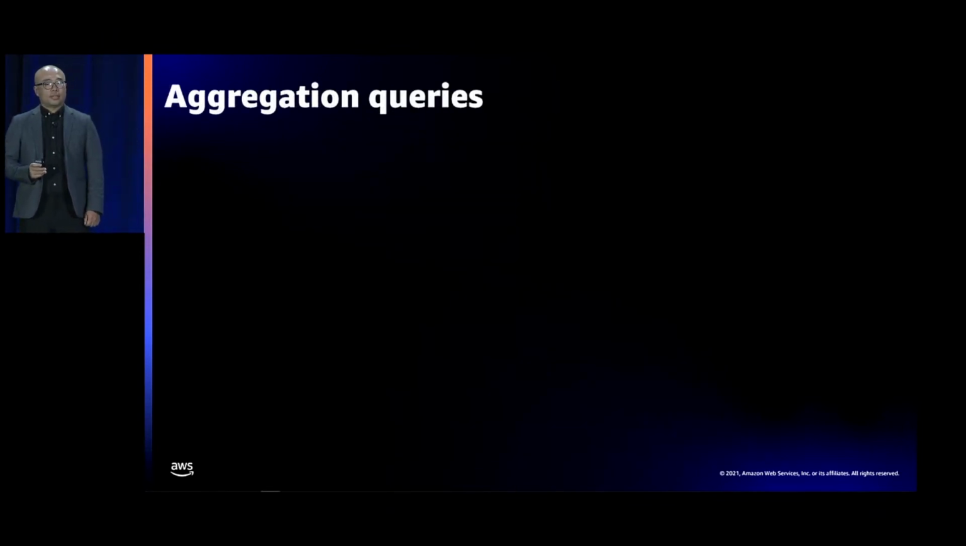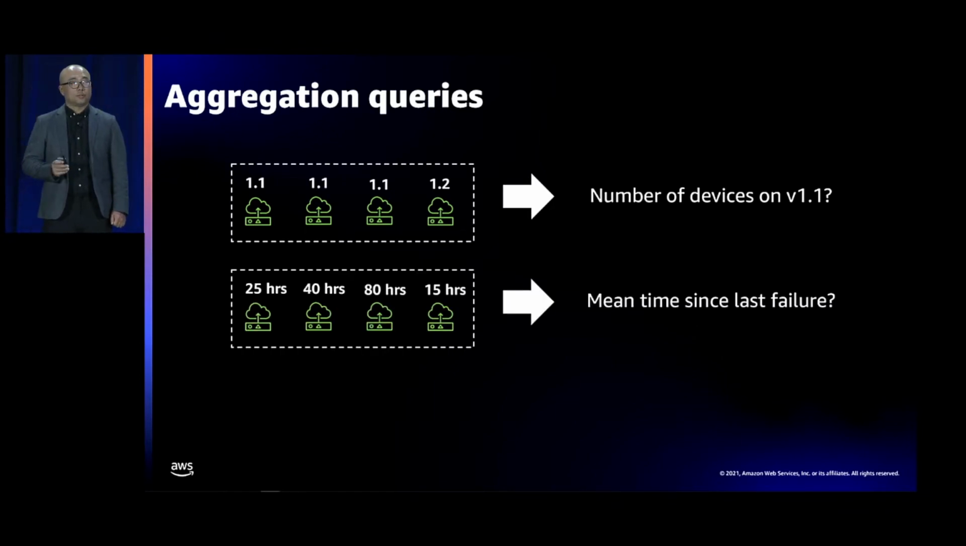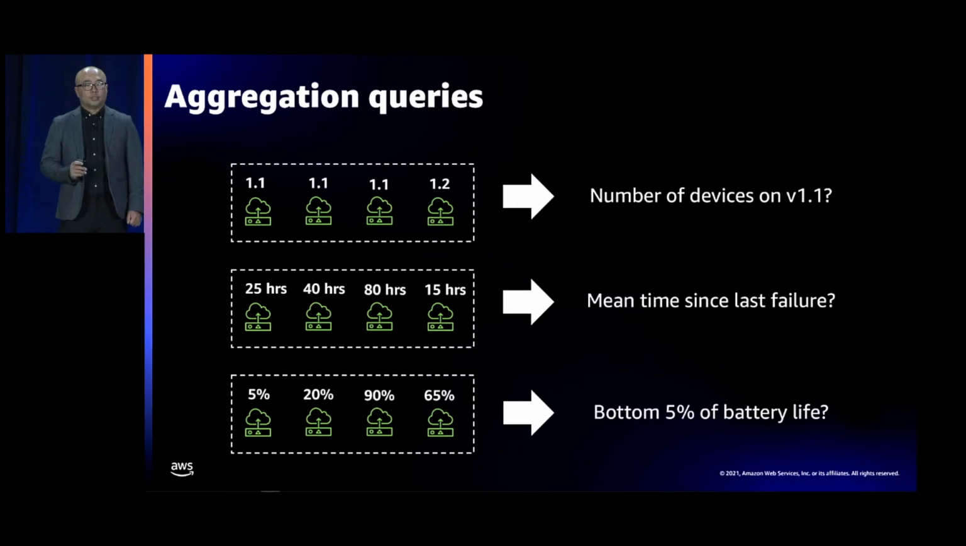And in addition, fleet indexing enables aggregation queries. That allows you to run a query and get common statistics in the search results. For example, aggregation count: how many devices are on firmware version 1.1 across a range of SKUs? Simple statistics: what's the mean time since last failure for all devices in the US? Percentiles: what are the bottom 5% of battery charge level of devices on your property?